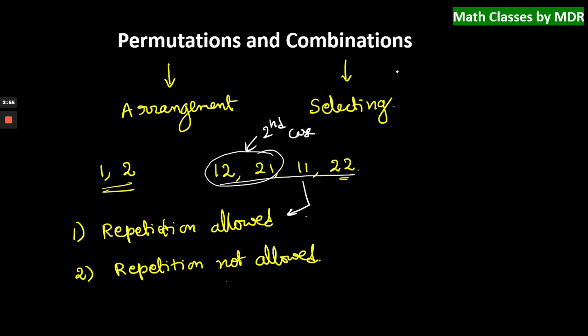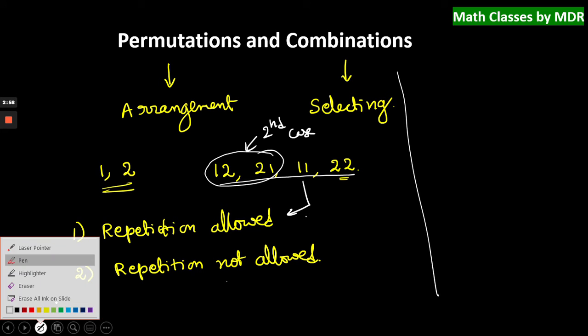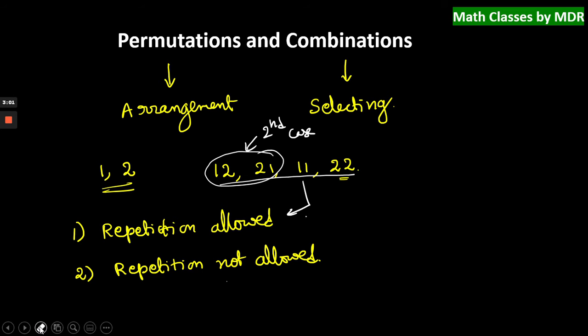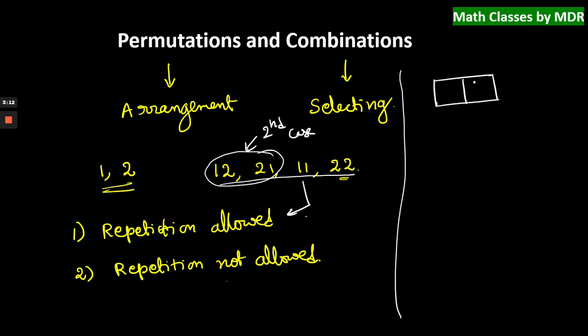Now let us see how we can solve this problem by using counting principles or permutations. Suppose you want to form a two-digit number by using the given numbers. Let us take a two-digit box. Let's say that this is the units place and this is the tens place. Now, how many ways can we fill it? I will start from the tens place. How many ways can we take 1 and 2 here? I can take either 1 or 2, so 2 ways I can take here.